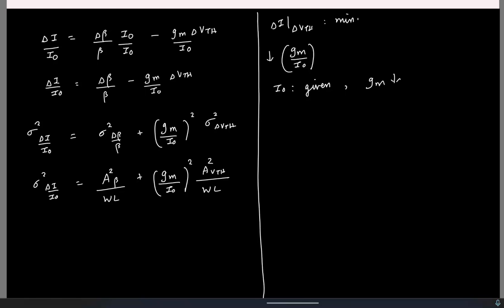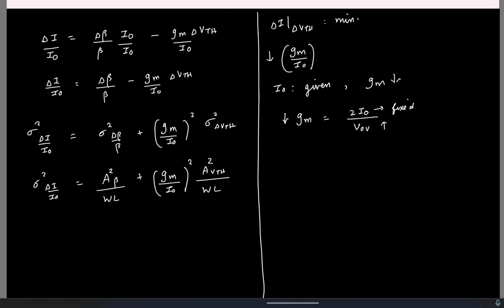Okay. And for a given current, if I'm trying to reduce the GM, we are not reducing voltage. Increasing voltage, because GM is 2 I naught by voltage. If I'm reducing this, I'm increasing this because this is fixed. So what it says, if I operate my device with a large voltage or large gate to source voltage, the error in the current due to the threshold voltage mismatch is small.